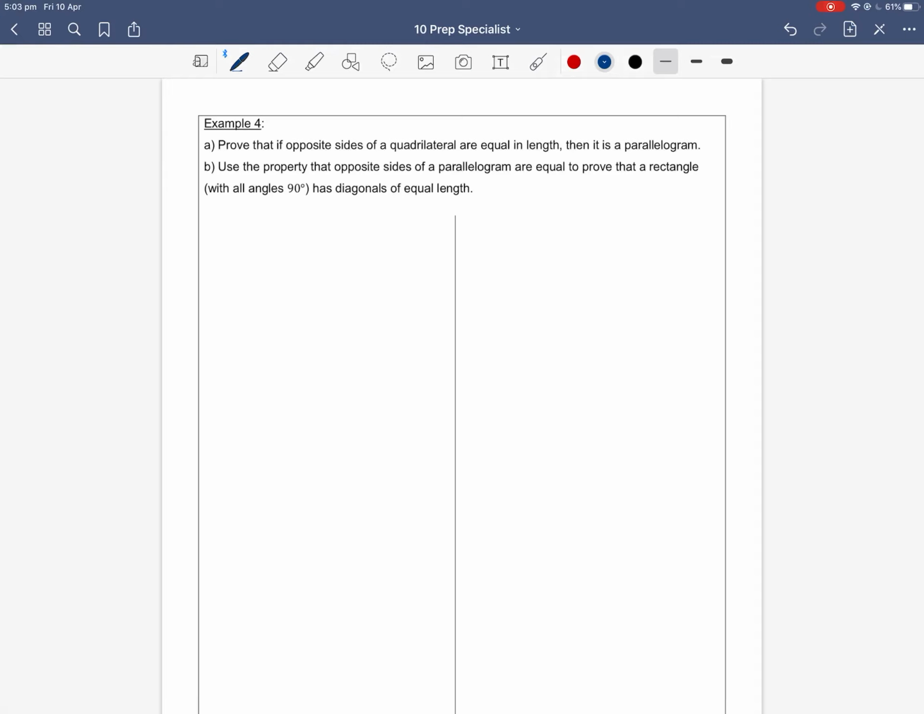So get out your trusty ruler because I do not want to see you free-handing your straight lines. You must be using a ruler to draw your straight lines. Using your ruler, let's draw a generic quadrilateral. That does not look good. Let me do that again. There we go. Quadrilateral. Let us label this quadrilateral. So let's go A, B, C, D.